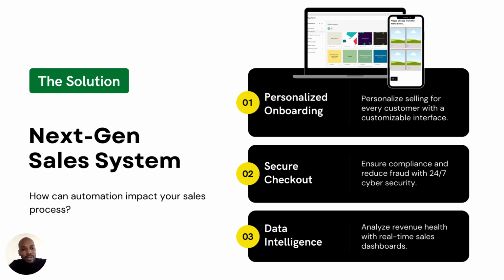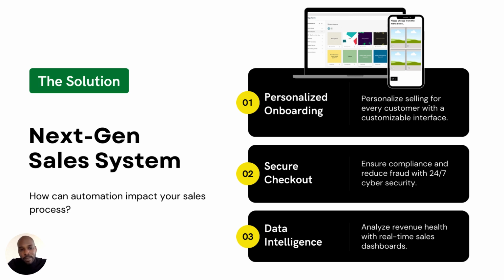So using the next gen sales system to automate, I take the beauty of Stripe and also the functionality of Typeform and marry those two platforms together to create a custom solution for your point of sale needs. Personalized onboarding is going to ensure that every customer has a personalized experience. So personalized selling for every customer is going to increase the trust, it's going to build rapport, it's going to eliminate confusion, and it's going to build closer relationships with your users. So we're going to accomplish that through the customizable user interface.